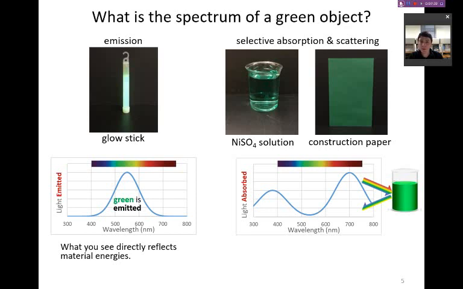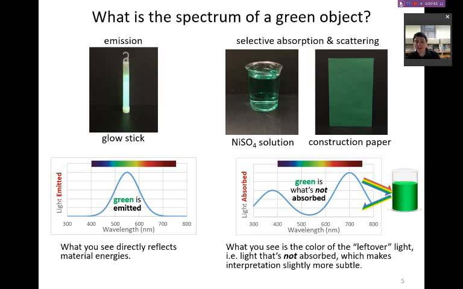For absorption, which is the case of the green solution on the screen, the light that is absorbed is not green, but it is the leftover light. So what we see in the case of absorption is what is not being absorbed. So what color then would be absorbed here? Mostly things that are not green. And generally speaking, you could simplify it by looking at the complementary color on the color wheel. And we'll look at that in just a moment.